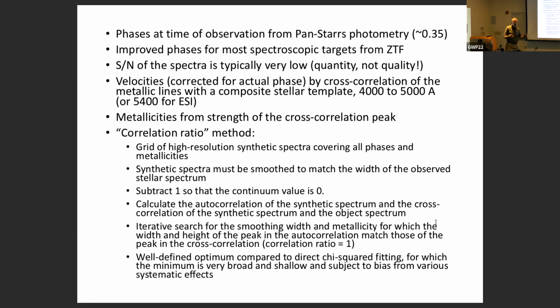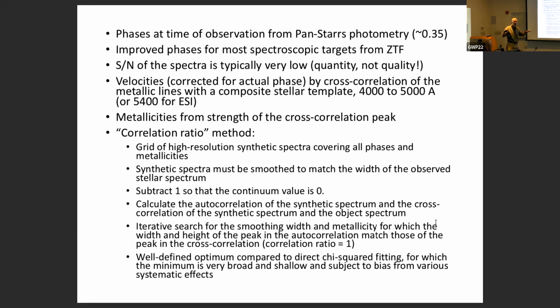And you could ask, well, why didn't we just do direct chi-squared fitting, which is all the rage nowadays? And the fact is that this method statistically has a very well-defined and sharp statistical minimum. It's just the place where this ratio crosses 1, and it's a really strong function of the metallicity of the synthetic spectrum. Whereas if you do direct chi-squared fitting, these are terrible spectra with a lot of noise, and the chi-squared minimum is very broad and shallow.